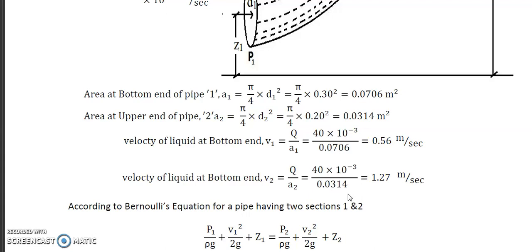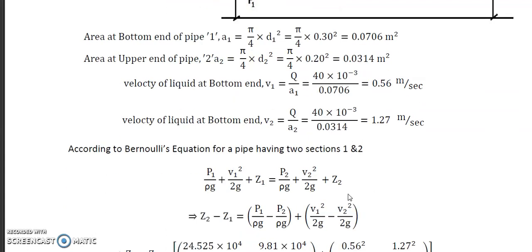Now you are applying the Bernoulli's equation. The Bernoulli's equation, all of you know that the total energy is constant. So you can write P1 by rho g plus V1 square by 2g plus Z1 is equal to P2 by rho g plus V2 square by 2g plus Z2. So in this question, pressure intensity at both ends is given, and here you are taking the water, so density of the water is 1000 and g value is 9.81.